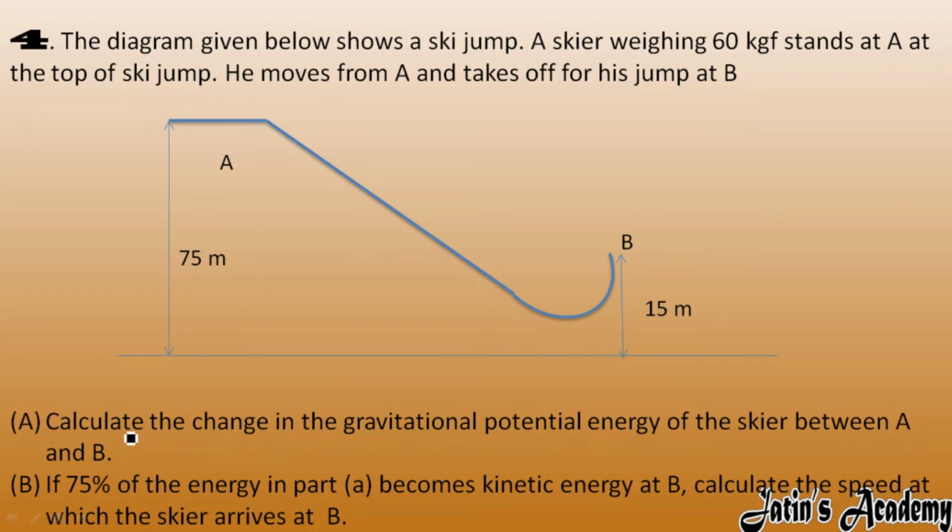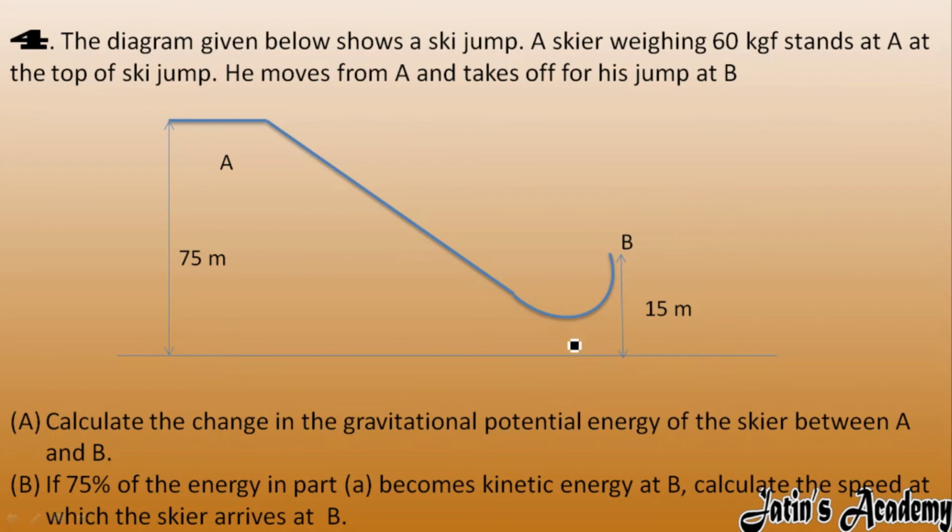If 75% of the energy in part A, which we have calculated, becomes kinetic energy at point B, calculate the speed at which the skier arrives at B. Now carefully see the question. Here at point A, the skier stands. Now from point A, he moves and takes off from the point B. We have to calculate the velocity at point B and the change in gravitational potential energy.